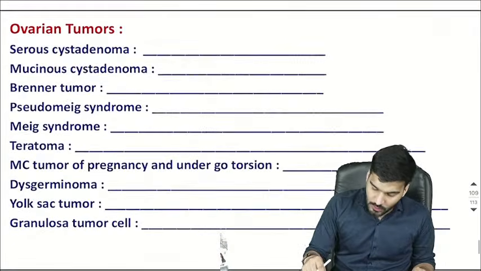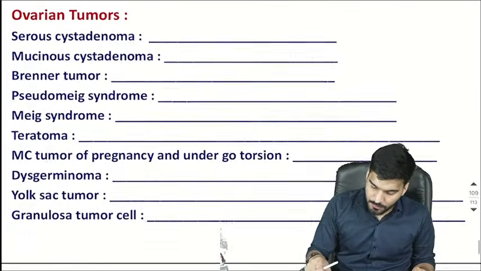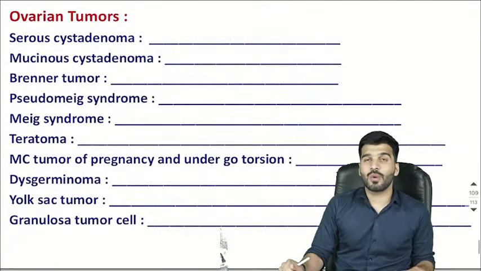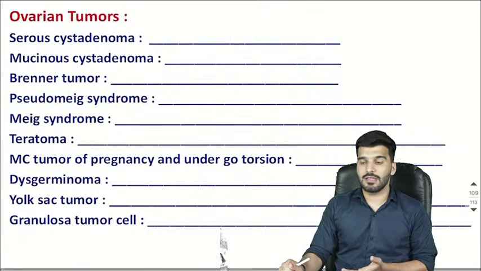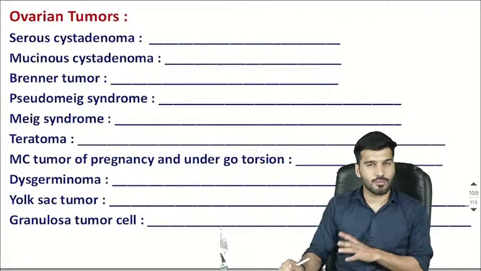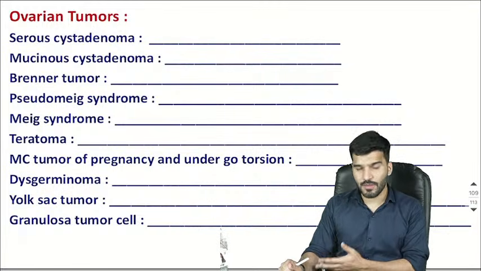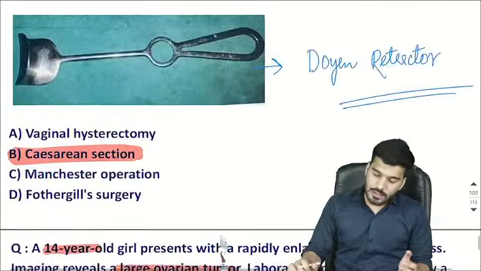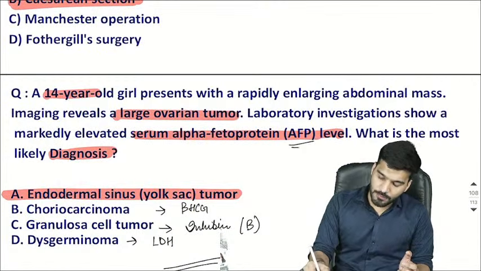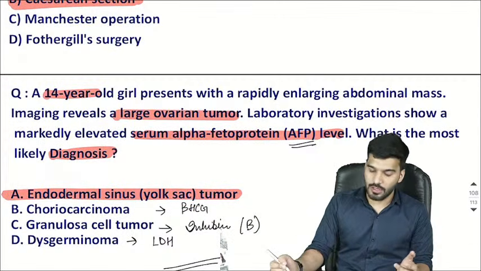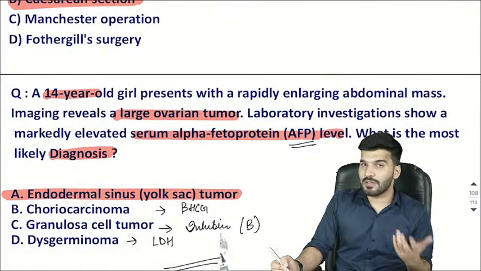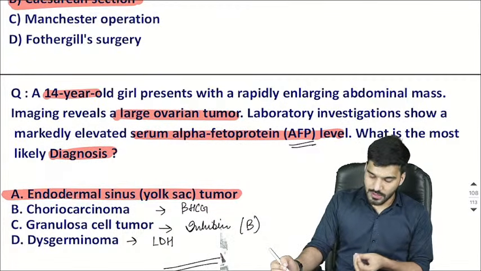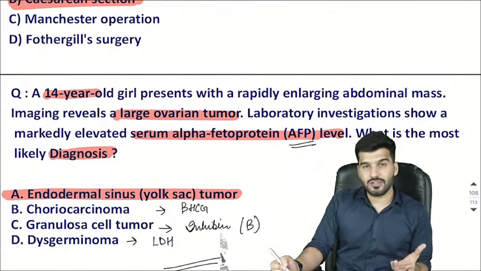Now let me tell you about these ovarian tumors. What can be the question asked? Either they will ask the intracytoplasmic inclusion bodies seen in these ovarian tumors, or they will ask the markers for these ovarian tumors. Like in this question, LDH was raised, AFP was raised, it was endodermal sinus tumor. If inhibin was raised, it was granulosa cell tumor. If LDH was raised, it was dysgerminoma.